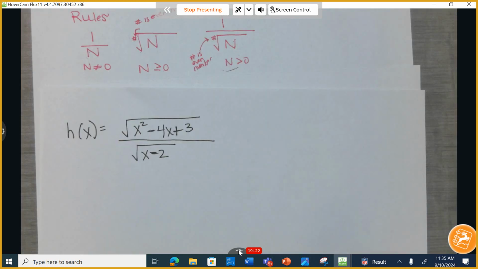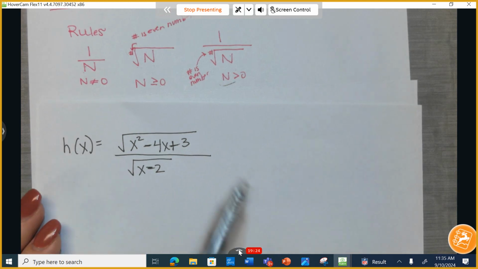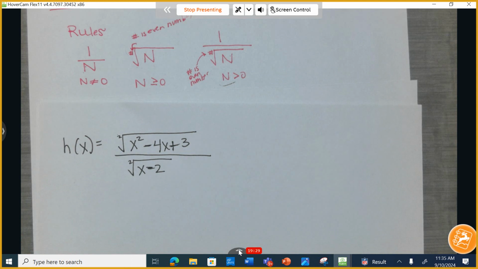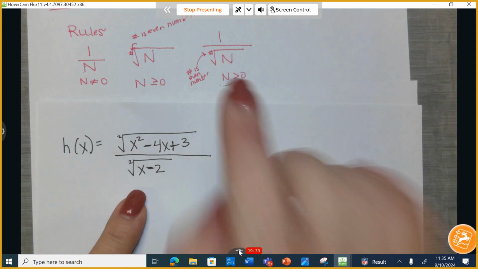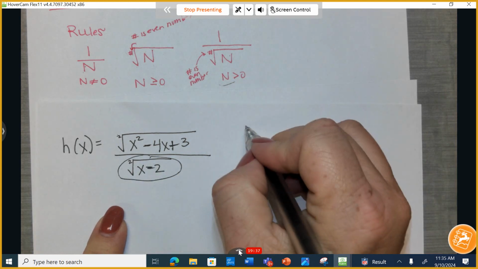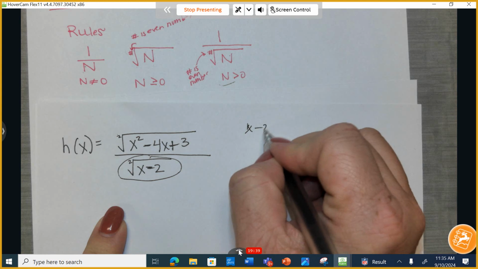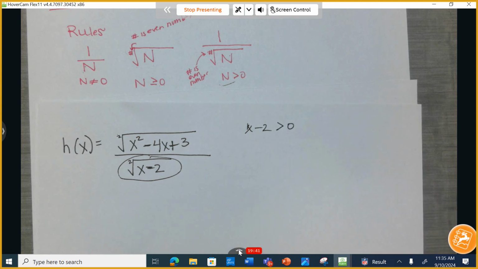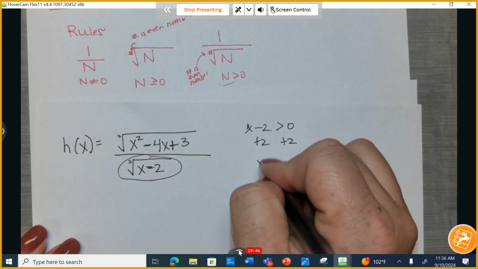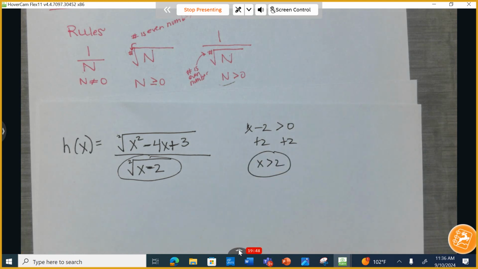Okay, there's a lot to look at here. The very first thing is that we do have radicals that have an even nth root. So the first thing is we have a radical in the denominator. That means this portion has to be greater than 0. So I'm going to write x minus 2 has to be greater than 0, and I'm going to work with that right now. Plus 2, plus 2. So x is greater than 2.